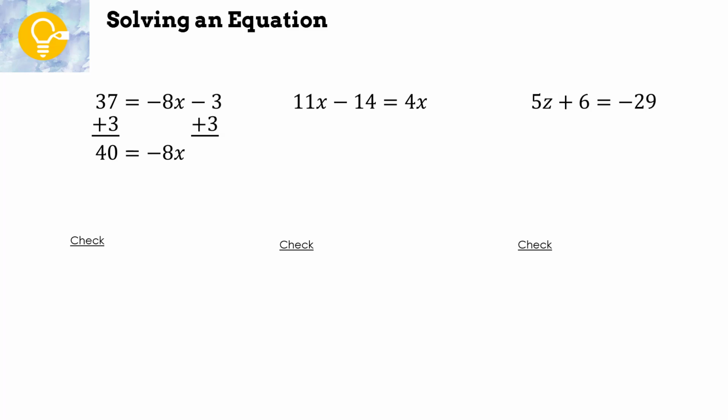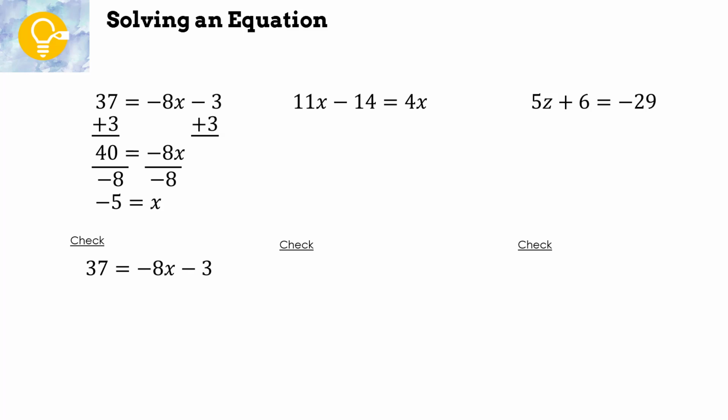So anytime we have a number next to a variable, it means to multiply. And the opposite of multiplying is dividing. Yep. And we divide by whatever is hooked to the variable. In this case, it's negative 8. I'm going to divide by negative 8 on both sides of the equal sign, and I end up with negative 5. But let's check it.